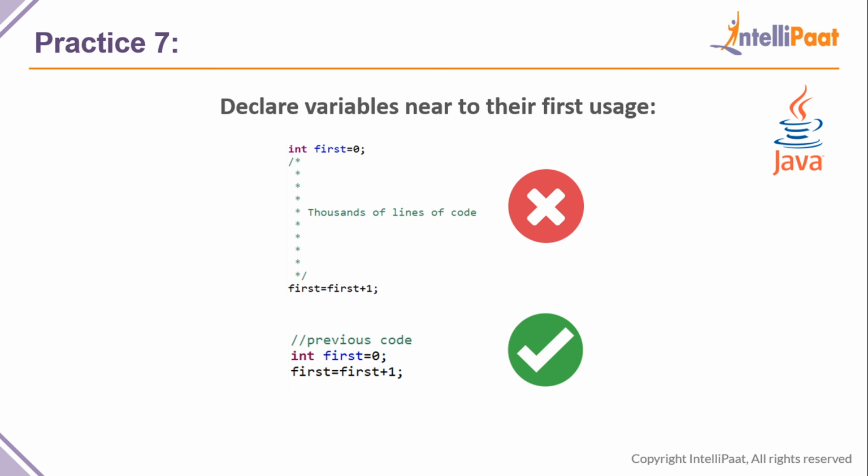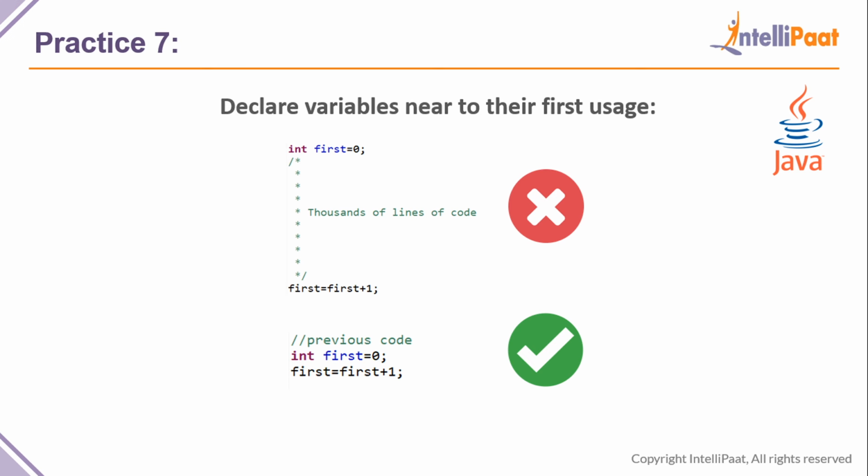So instead, in the first example, as you can see, we are writing int first equals 0, and then there are 1,000 lines of code, and then we're using first. So better practice is writing the code first, then using int first equals 0, and then first equals first plus 1, which means that where the variable is used first, we're using the declaration there.